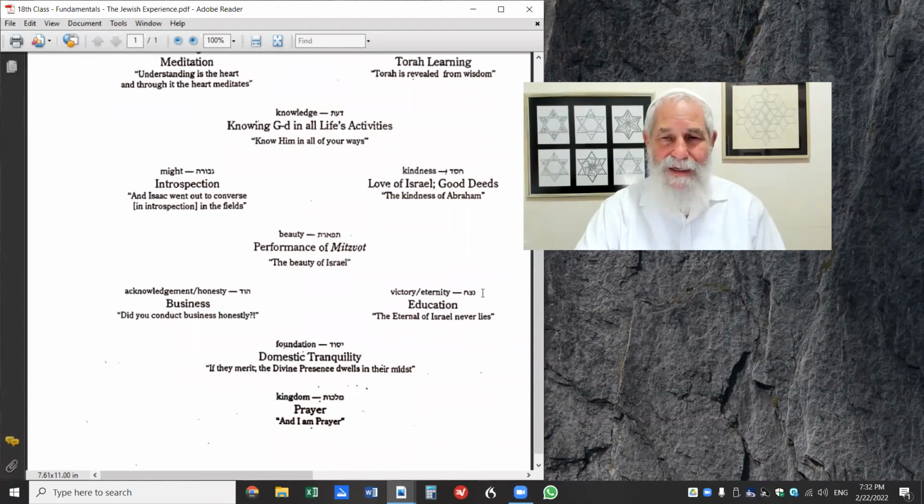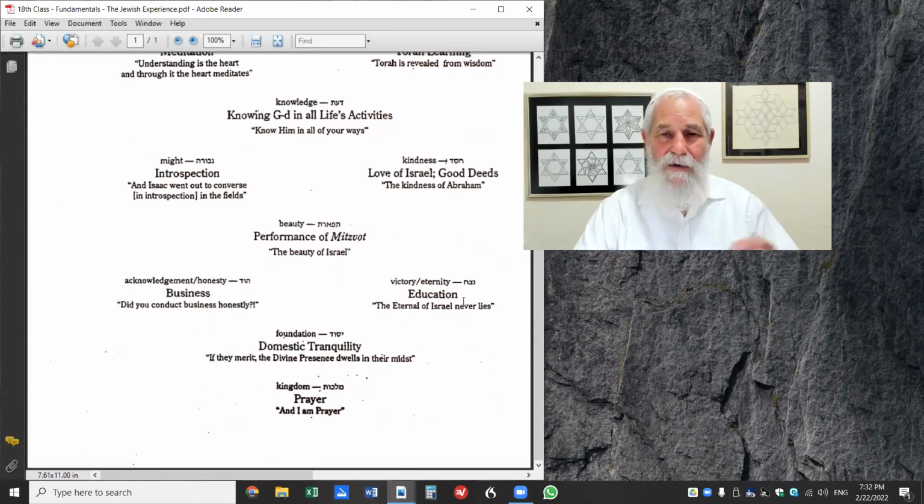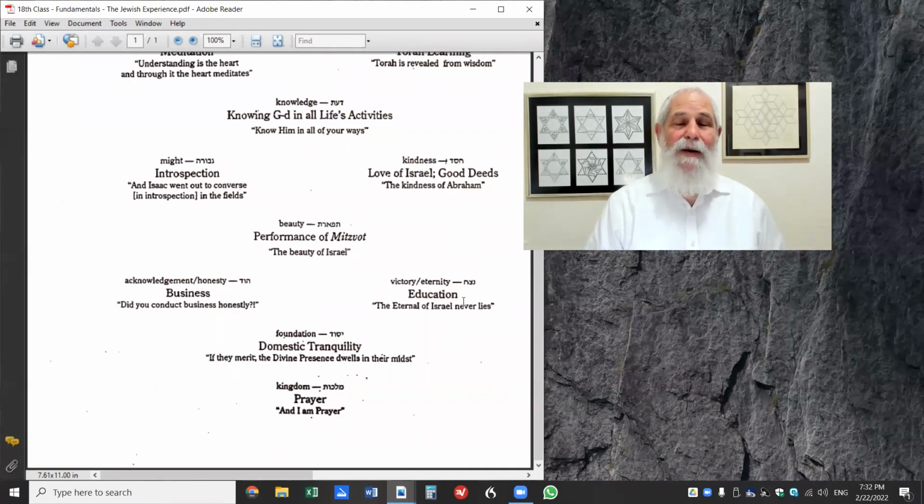Then we come to Netzach, and here it's education, and this is exactly the same place in the Torah Academy, is in Netzach, because Netzach has to do with eternity and learning how to orchestrate our lives, because Netzach also comes from the root lenatseach, to orchestrate.